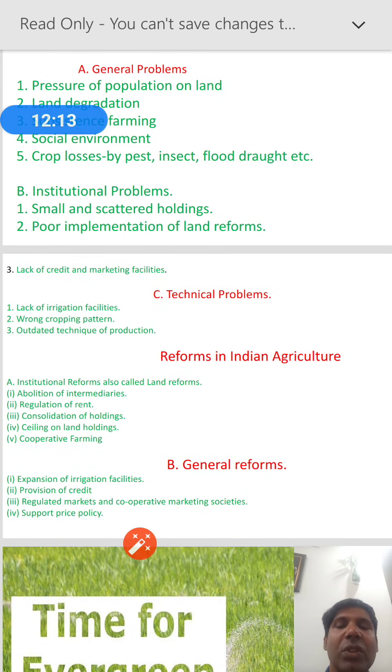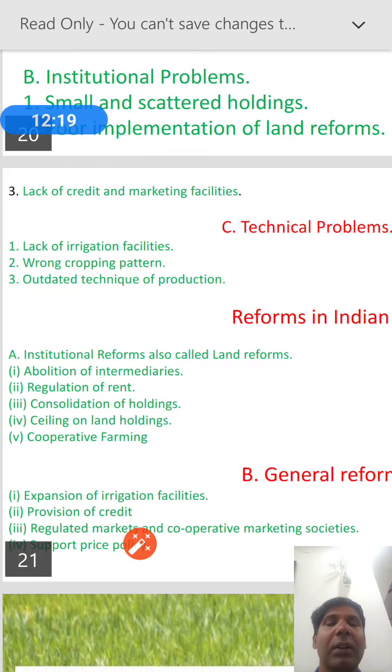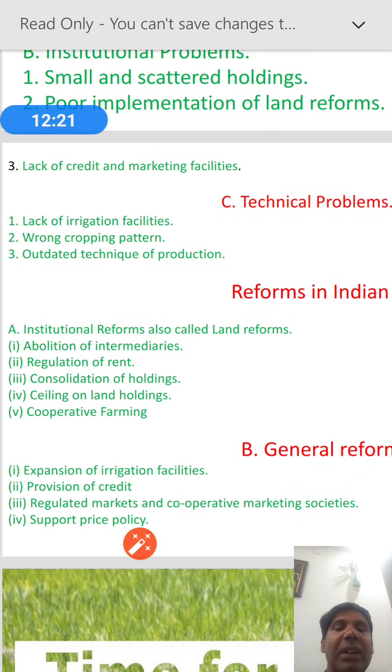Then what are the institutional problems? Small and scattered holdings, poor implementation of land reforms, and technical problems. Lack of irrigation facilities, wrong cropping pattern, outdated techniques of production, and reforms in India. What are the reforms? Institutional reforms are called land reforms. And what are institutional reforms? When the government is involved with the reforms, that is known as institutional reforms.